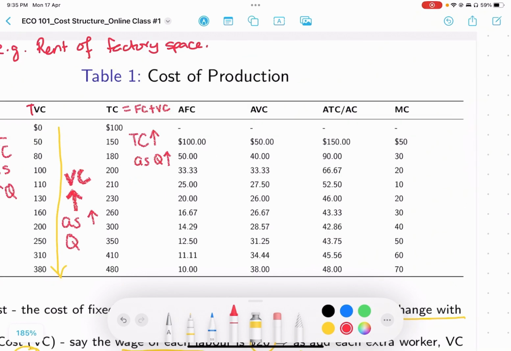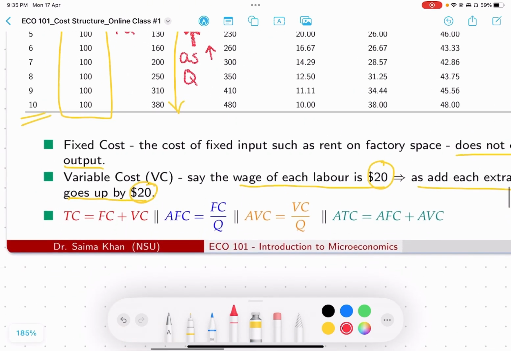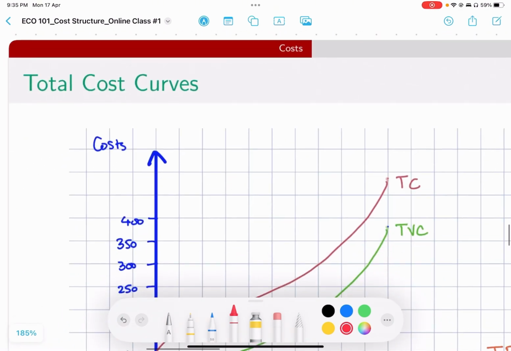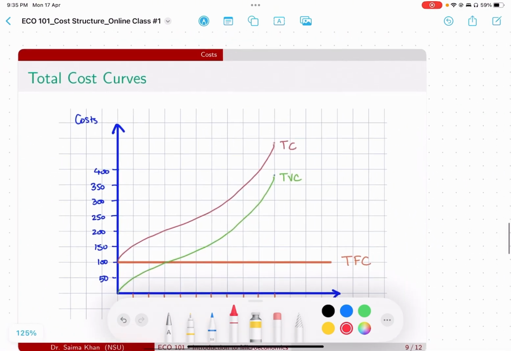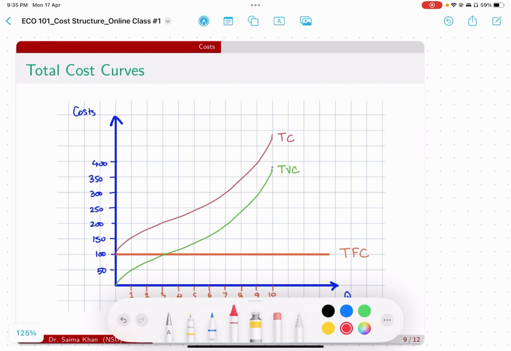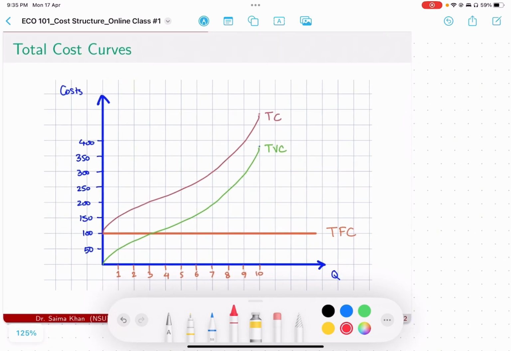Before we go on to the average concept, let me show you the curves associated with these total cost concepts. Right here, we've got all the different types of total cost curves. On this axis, I've got costs. You can also write down TC, TVC, TFC, but it's capturing the different types of costs that are there.